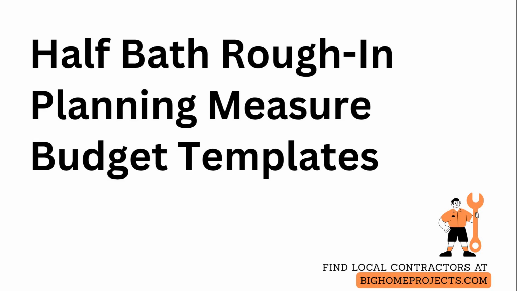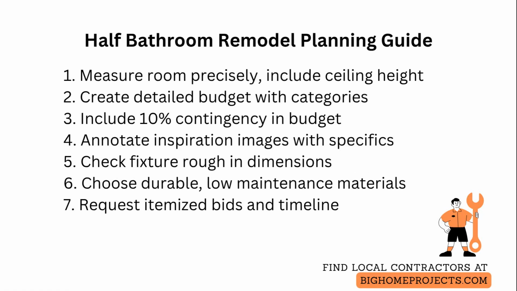Start by deciding the scope and budget so you know what is possible before any demolition begins. Begin by measuring the room precisely, including wall lengths, ceiling height, door swings, window placement, and the distance between existing plumbing lines. Create a clear written budget that breaks costs into labor, fixtures, finishes, permit fees, and a contingency of at least 10% of the project total to cover unforeseen issues.